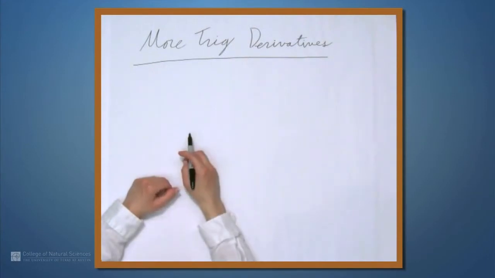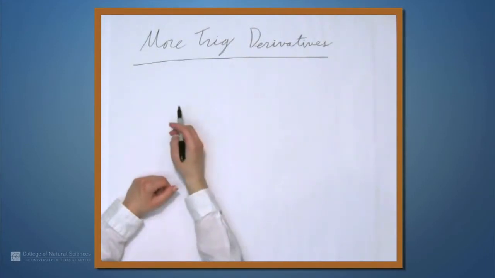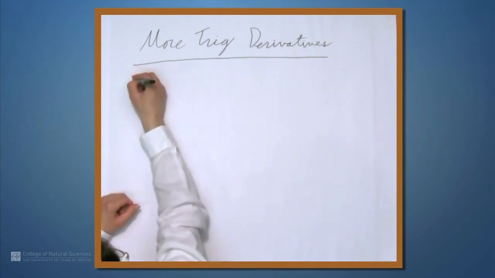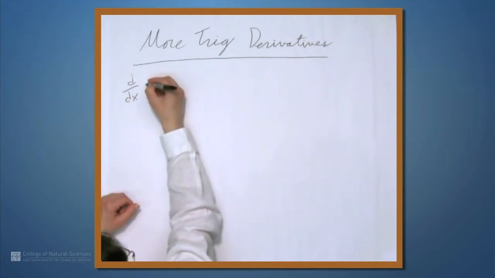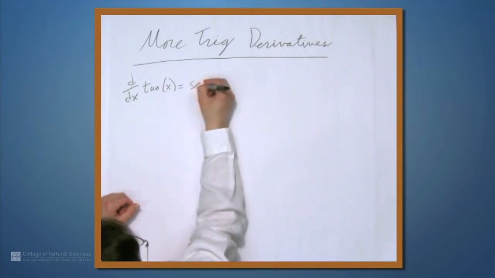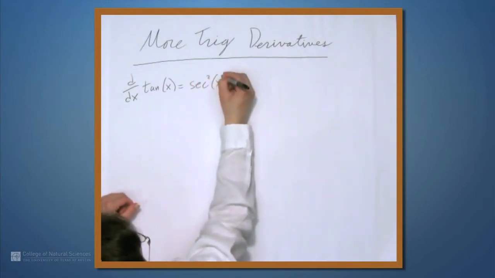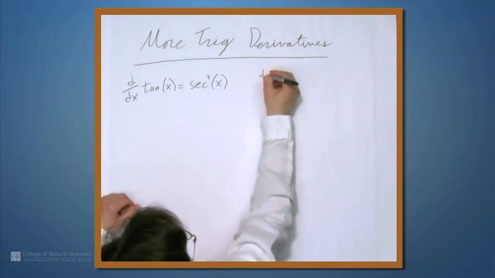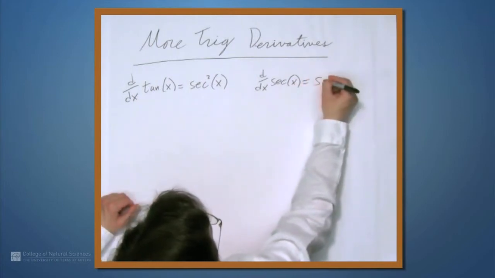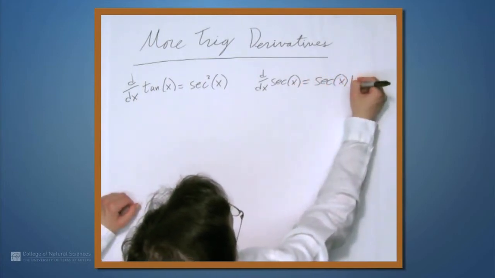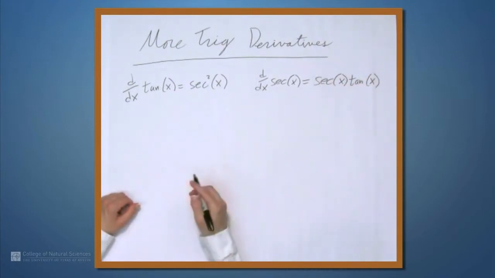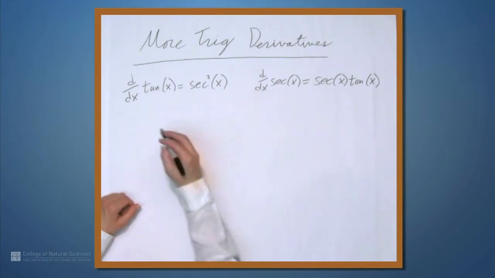So we're here at the example table, and in this video we're going to talk about the derivatives of the remaining four trig functions: tangent, cotangent, secant, and cosecant. So just as a reminder, let's take a look at those derivatives. The derivative of tangent x is secant squared x, and the derivative of secant x is secant x times tangent x.